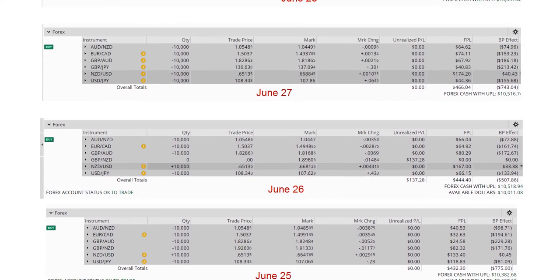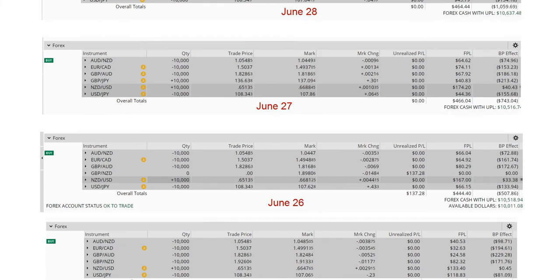So let's take a look and see what happened. Okay, so here it was 66. He got out, and this guy was 137. Okay, and NZD, USD, oh, that went up a little more. So, okay, anyway, when you only have two, well, you no longer have three.